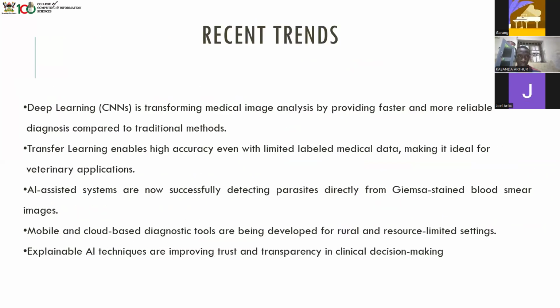Here are some of the recent trends. Deep learning is transforming medical image analysis by providing fast and more reliable diagnosis compared to traditional methods. Transfer learning enables accurate results with limited medical data, making it ideal for veterinary applications. AI-assisted systems now successfully detect parasites from Giemsa-stained blood smear images. We have mobile and cloud-based tools that help rural veterinary doctors get their results. Explainable AI techniques are improving trust and transparency in clinical decision making.